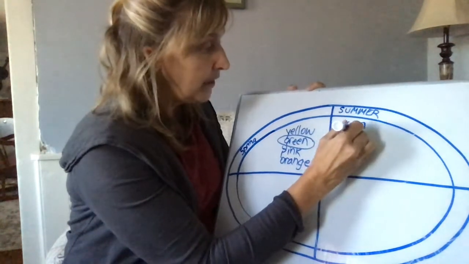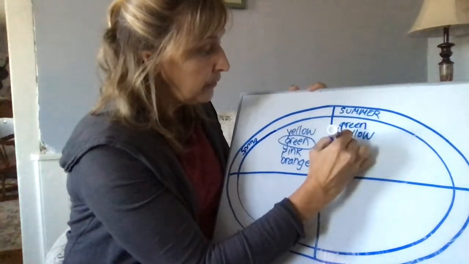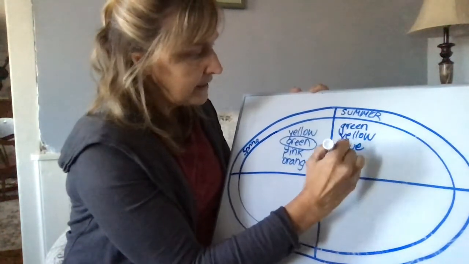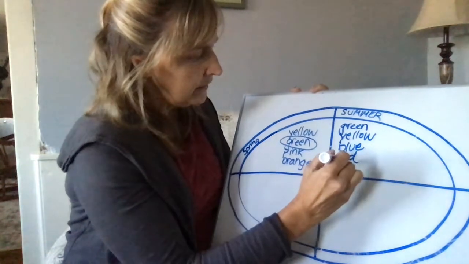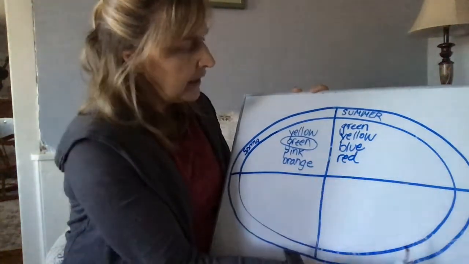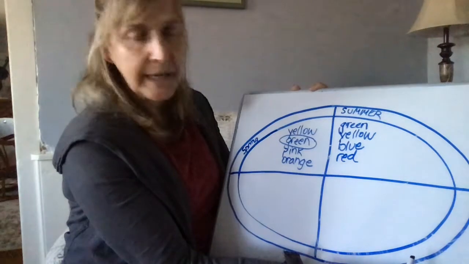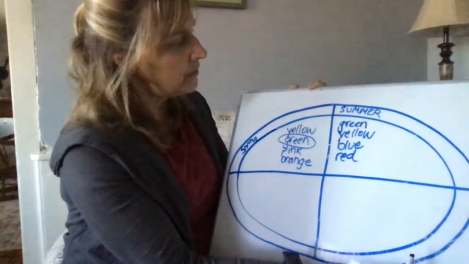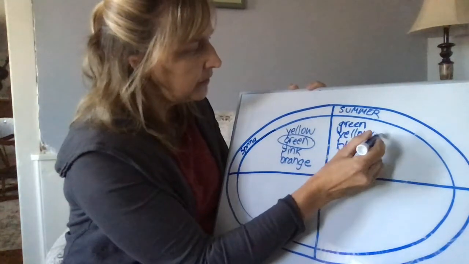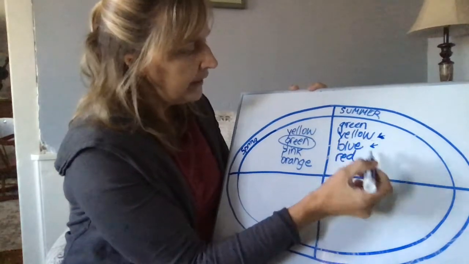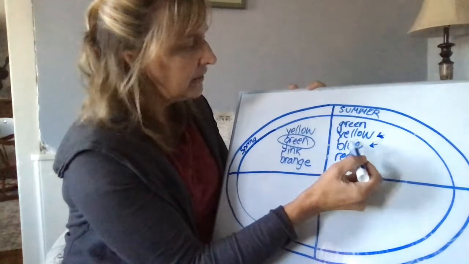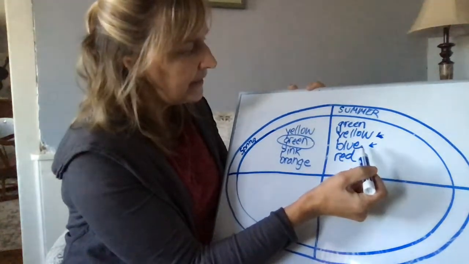Students say yellow. They say blue. They say red. We have flowers. When asked what the dominant color for summer would be, students often say either yellow or blue. It feels like the yellow of the sun, the blue of the ocean and sky.